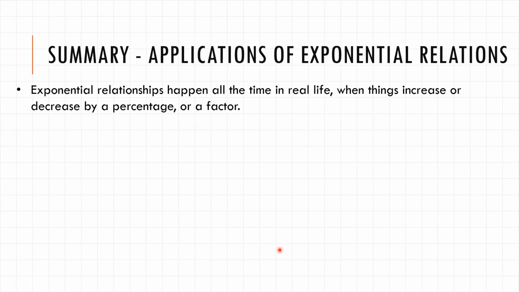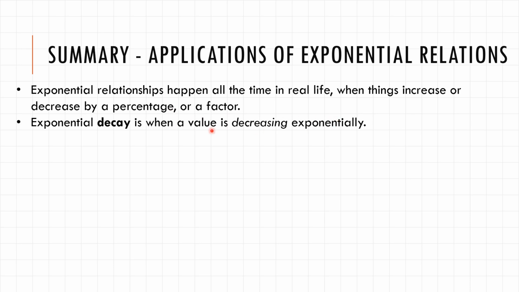Exponential relationships happen all the time in real life when things increase or decrease by a percentage or by a factor. In other words, by multiplying repeatedly. Exponential decay is what we looked at today. That's when a value is decreasing exponentially.